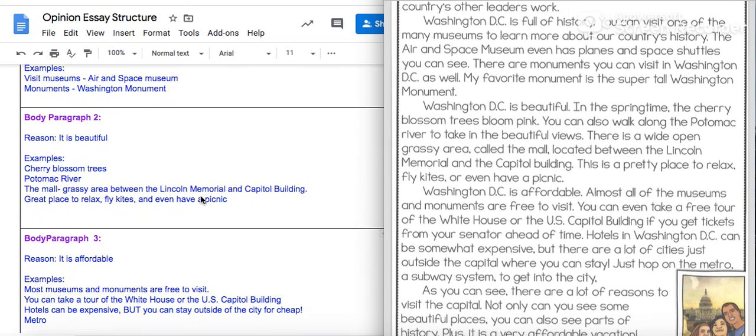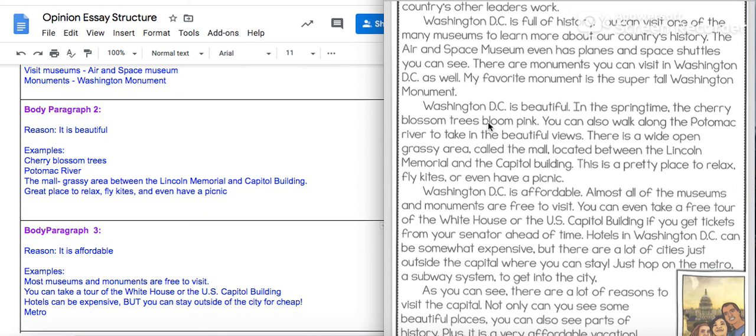Body paragraph 2, her reason was that Washington, D.C. is beautiful. That was her second reason in her second body paragraph. Notice that pattern. Then she includes examples. She talked about the cherry blossom trees, the Potomac River, and the mall. And then she included more detail in there as well when she got to her final writing.